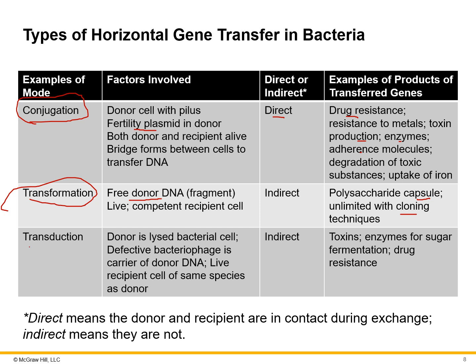And then finally, we have transduction. This is a method that can actually change eukaryotic cells as well. But in this case, the donor is lysed bacterial cells, and this is using a bacteriophage. So there are viruses that infect bacteria, and essentially what they're doing is taking in DNA and transferring it inside of that virus.